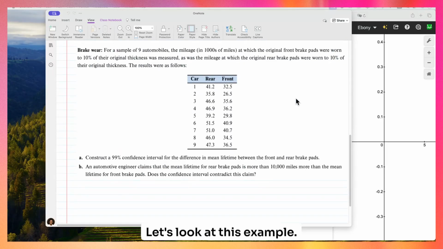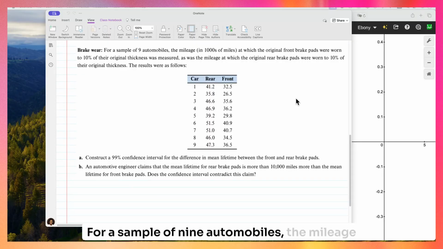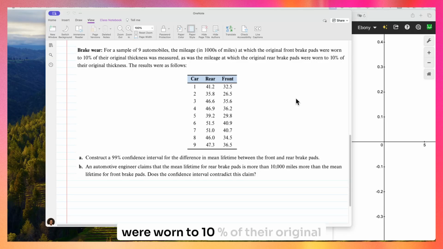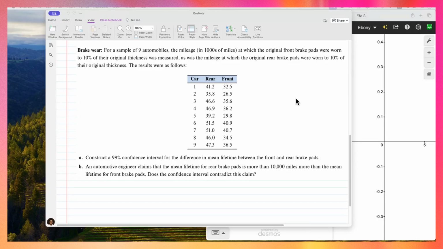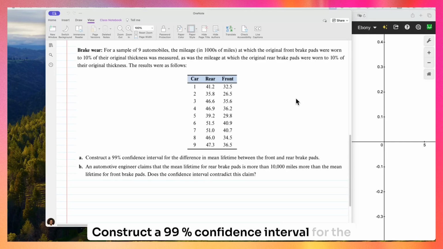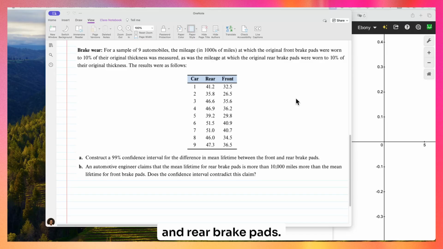Let's look at this example. Brake wear. For a sample of 9 automobiles, the mileage in thousands of miles at which the original front brake pads were worn to 10% of their original thickness was measured, as was the mileage at which the original rear brake pads were worn to 10% of their original thickness. The results were as follows. Construct a 99% confidence interval for the difference in mean lifetime between the front and rear brake pads. And then we have a part B that we will do after we do part A.